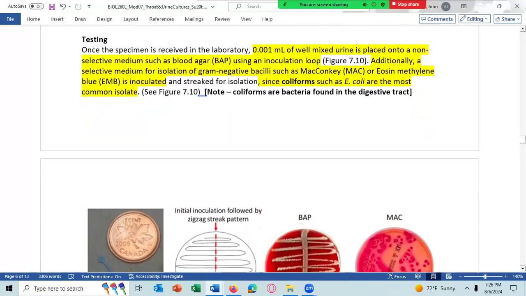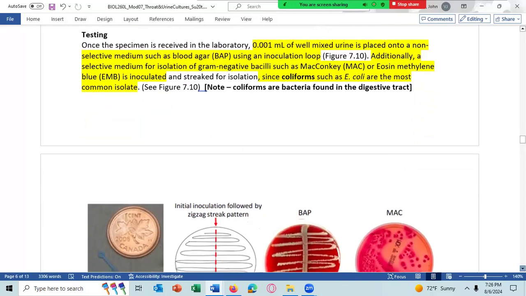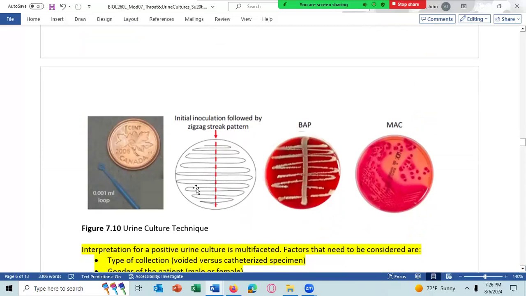You then take the urine and put 0.001 milliliters, that's 1 microliter of urine, onto a blood agar plate. And we actually have a loop shown here. You dip it in the urine, it only holds 1 microliter or 0.001 milliliters of urine, and then you put it on the blood agar plate.